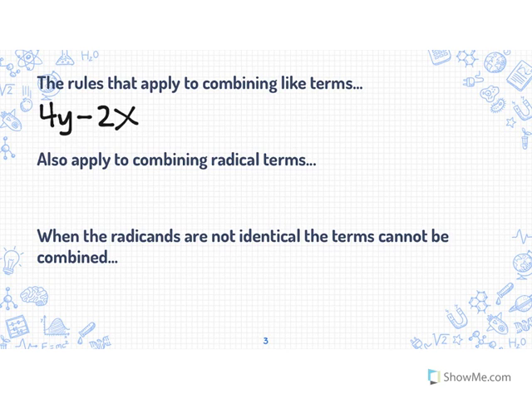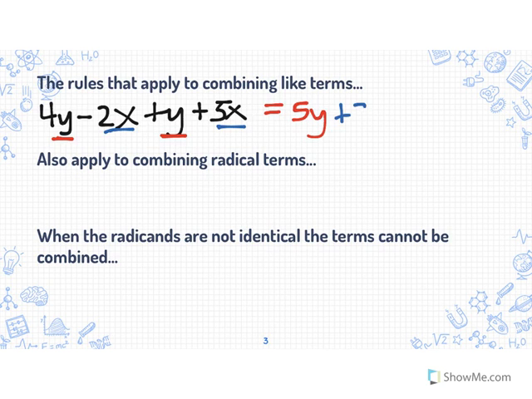So if we have 4y minus 2x plus y plus 5x, then we go through and combine our like terms. We have to have the same letter, and then we have to have the same exponent. So this has a y with an exponent of 1, and same with that. So 4y plus y is 5y. Then we have our x values, and they both have an exponent of 1, so they are the same term. We have a negative 2x and a 5x, which gives us positive 3x.